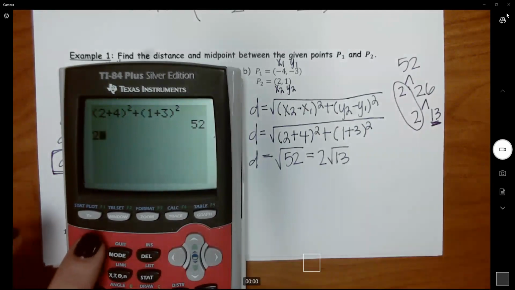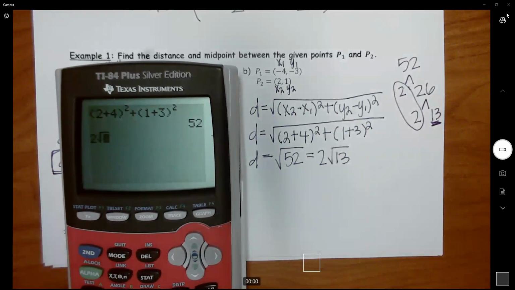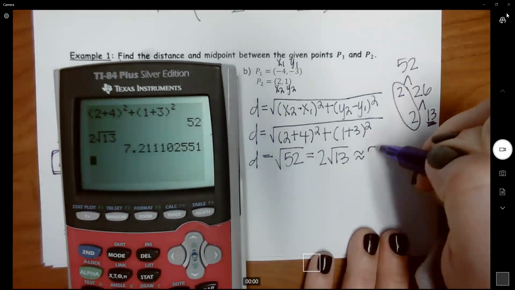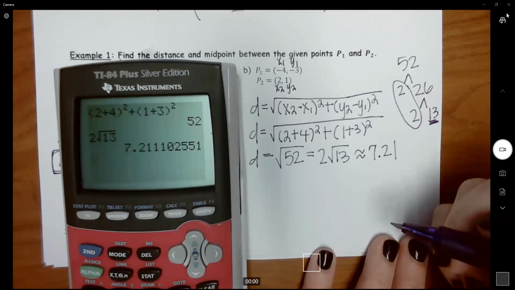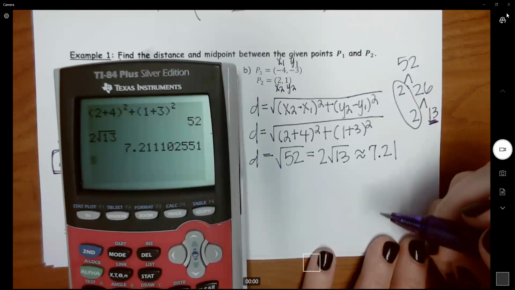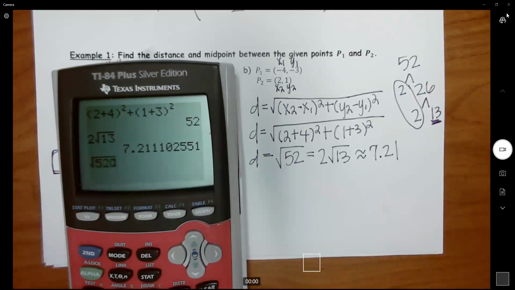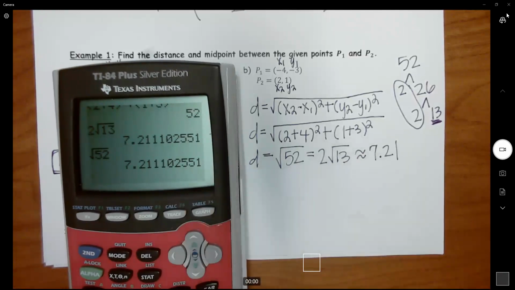And if we wanted a decimal approximation, that's about 7.21 units away. And another way you can check that is if you put in the square root of 52, you also get the same thing. So you know you simplified that correctly. Okay, so that's how you use the distance formula.